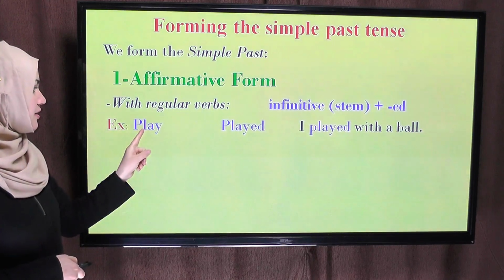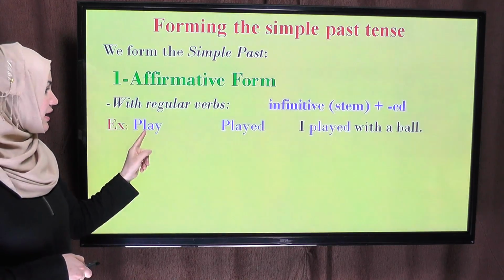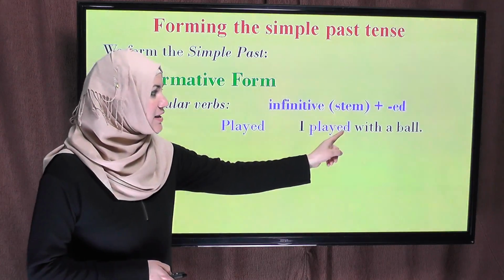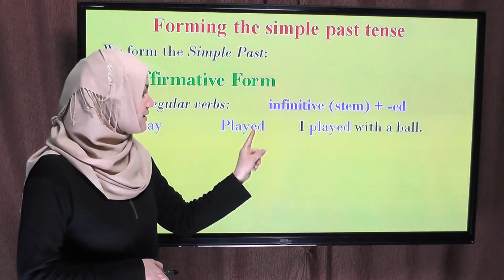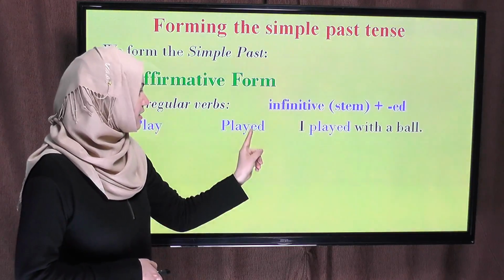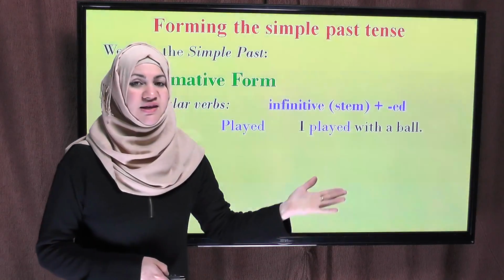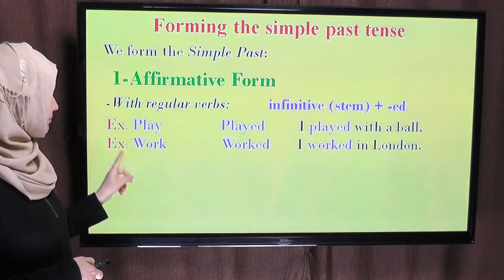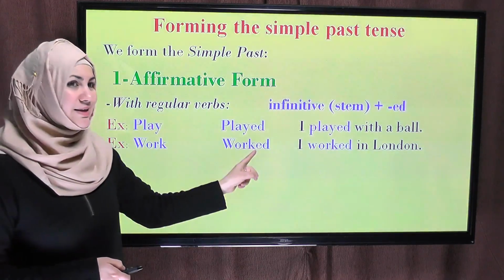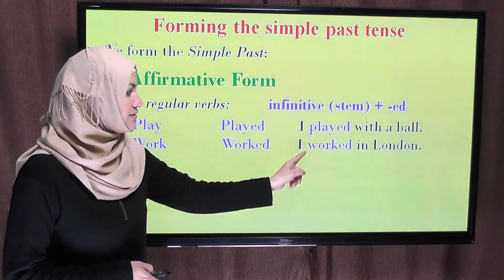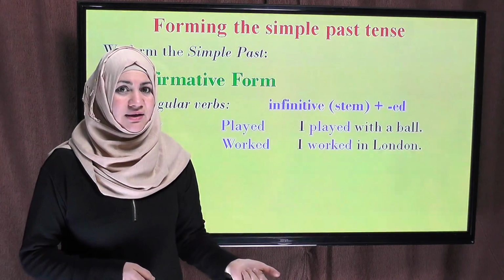An example here, this regular verb play, played. An example, I played with a ball. You see here ed. This is the infinitive or stem, and this is ed. This is how we form the regular verb in the simple past. The second example, work, worked. We have the stem, we have ed. Example, I worked in London.